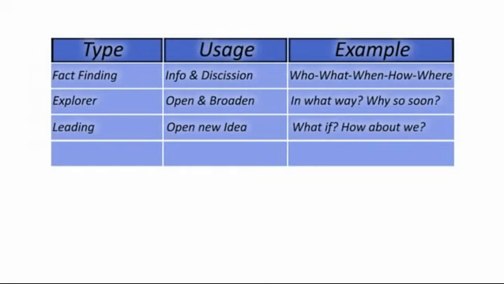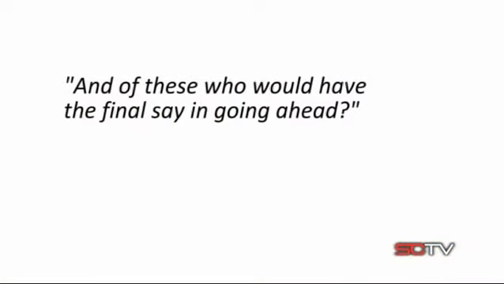Earlier, in our fact-finding example, we asked who would be involved in the decision-making process. This very open-ended question might have given us a list of names, but it would be more useful to know among this list who would be the one or maybe two people who have the greatest power in making that decision. So after asking who would be involved in the decision-making process, we could then ask, and of these, who would have the final say in going ahead? Now we should narrow down the list to the one name we know we must make contact with.